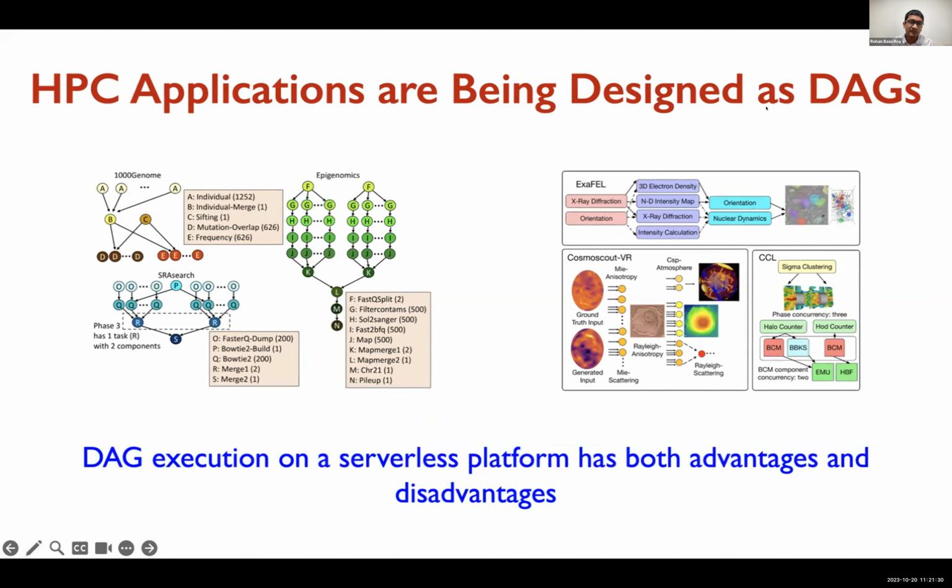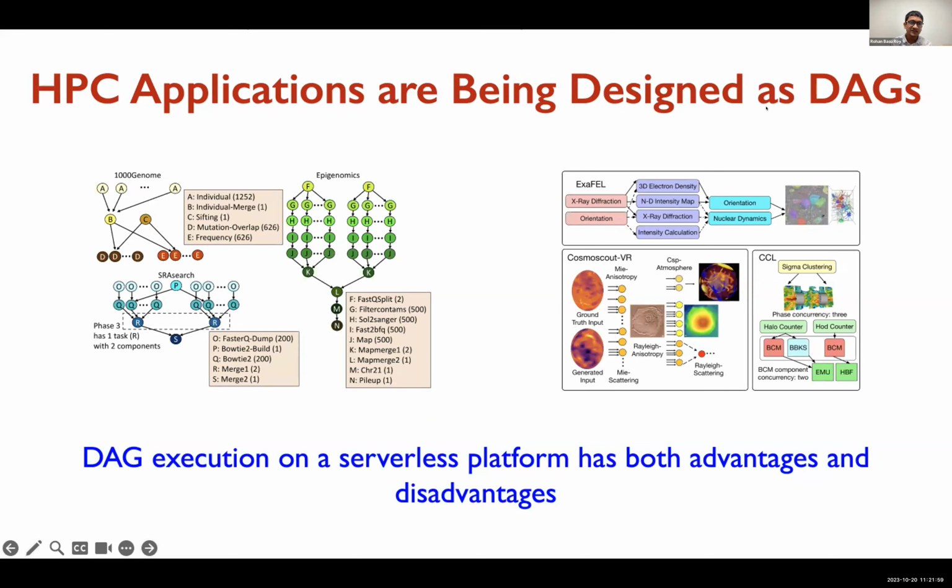What these DAGs basically are, they have different components and different phases of execution. And in each phase, there are multiple components that can be invoked. This has several advantages in terms of maintaining and updating these graphs, especially in a serverless context. Each of these components can be invoked and executed in different serverless platforms as a separate serverless function.